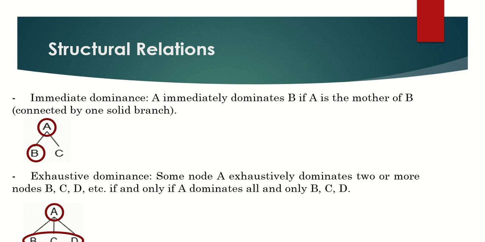For example, we cannot say A exhaustively dominates B and C. Why? Because D is left out of the group. So we say A dominates B, A dominates C, A dominates D. But if we talk about exhaustive dominance, it should be A exhaustively dominates the three of them, B, C, and D. That's exhaustive.